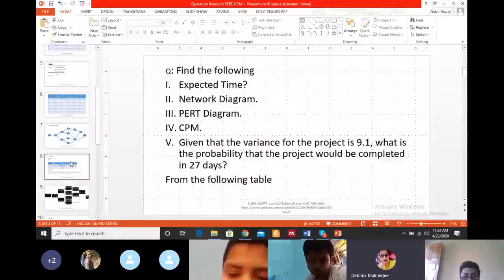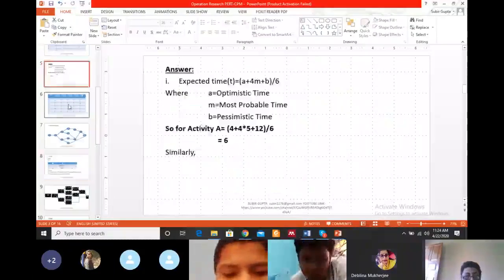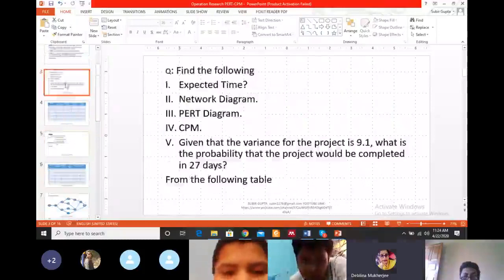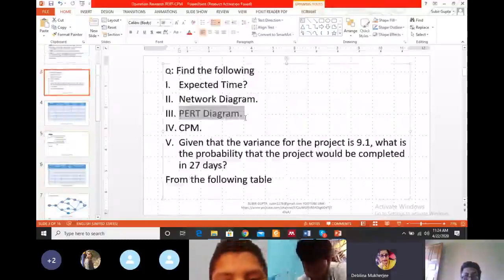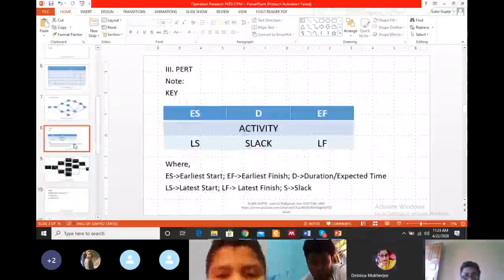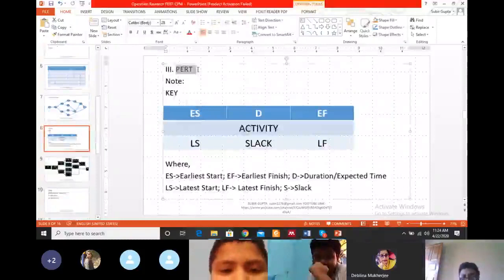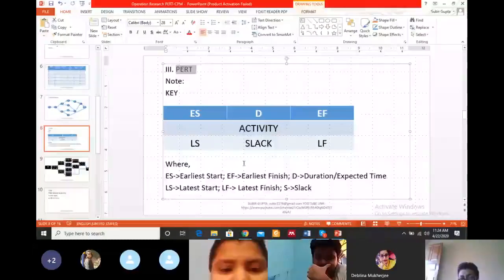Now we move to the next question, that is our PERT diagram. Before we start the PERT diagram, we introduce something about the PERT. In the PERT diagram, it is basically denoted with the key, and the key looks like that, where 3 rows and 3 columns are present.